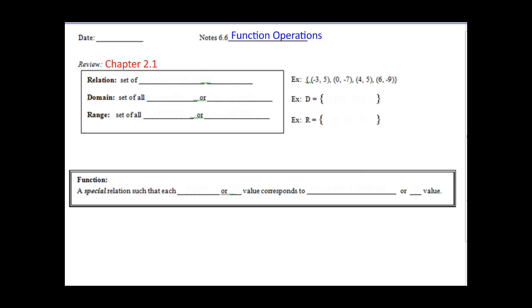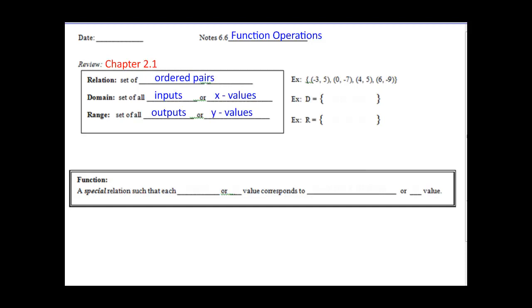If you remember back from chapter 2.1, we're going to review relations and functions. A relation is a set of ordered pairs, and then we had the domain and range. We also had our input, the x values, and the range was the output, the y values. When we put all these together and get relations that follow special conditions, we get an actual function. So we're going to look at operations of these functions and what we can do.